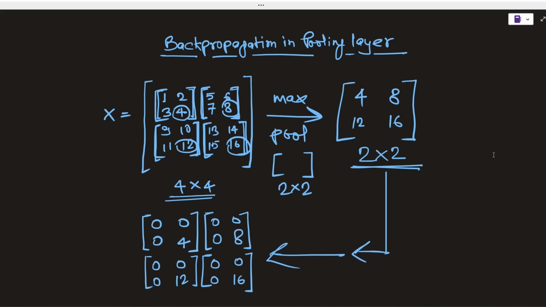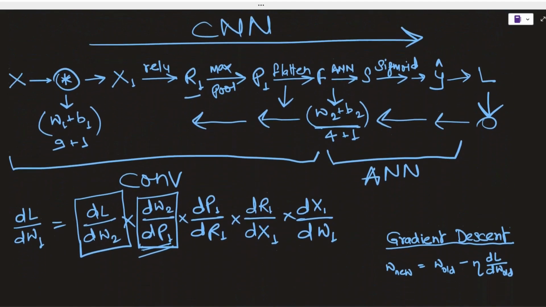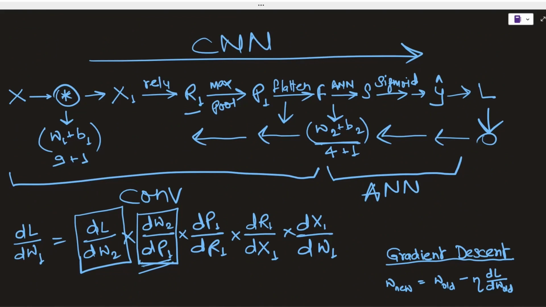During the backpropagation, we take this 2 by 2 matrix and we store it back to the previous shape in this way, keeping the positions from where the highest elements were taken as non-zero. That's it. And with that being said, we have now also understood how this particular part is being calculated.